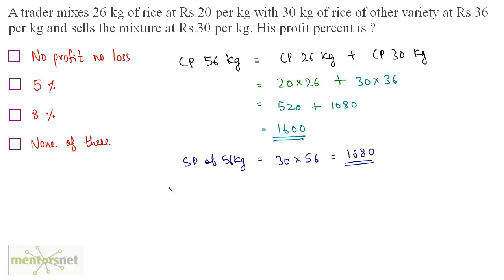So we can calculate the profit. So profit is equal to selling price minus the cost price, which is 1680, that is the selling price, minus cost price is 1600. So it is equal to 80 rupees is the profit.